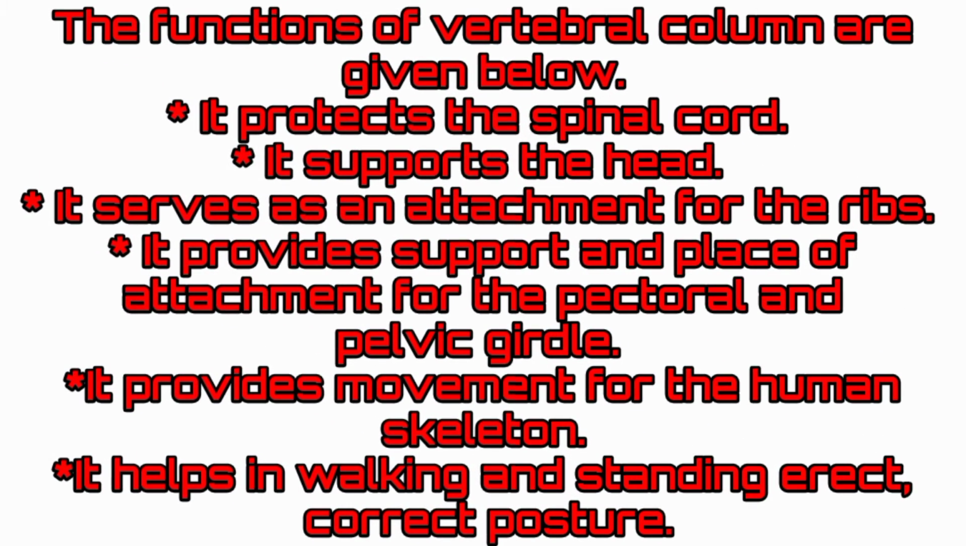The functions of vertebral column are given below. It protects the spinal cord, it supports the head, it serves as an attachment for the ribs, it provides support and place of attachment for the pectoral and pelvic girdle, it provides movement for the human skeleton, it helps in walking and standing erect with correct posture.